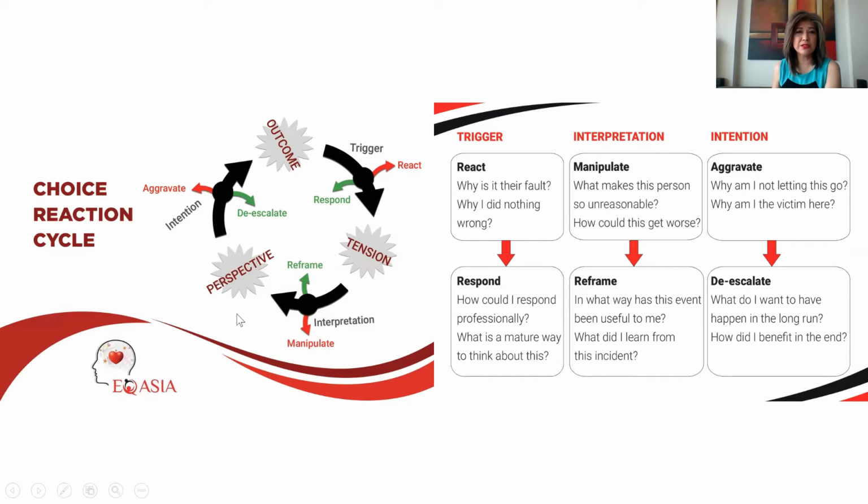You must be familiar with the choice reaction cycle already. And of course, it's important for you to be able to give examples of the negative behaviors on the outside or some of the positive behaviors that either you yourself have done or an example of somebody who's been able to do that.